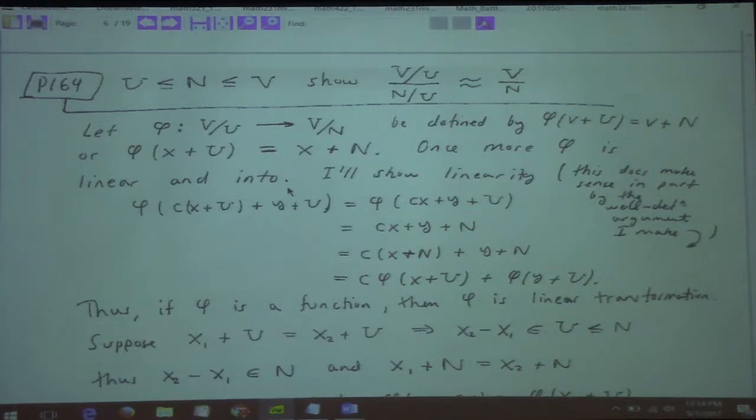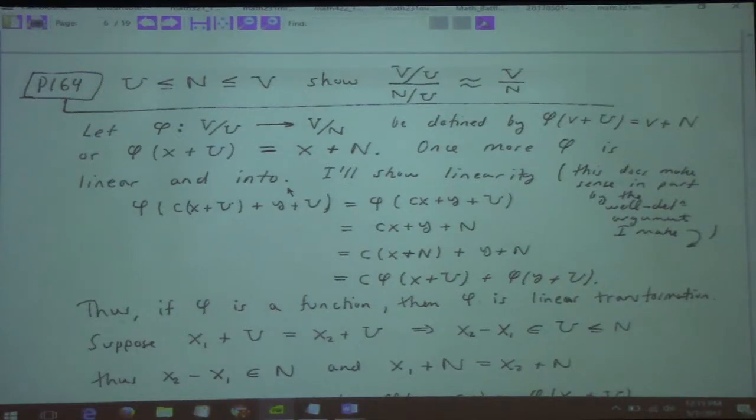Let's see here. This is the third isomorphism theorem, right? So here's the proof. Let phi go from the quotient of V by U to the quotient of V by N be defined in the natural way. So we just say phi of v plus U is phi of v plus N, or in other words, phi of x plus U is x plus N.